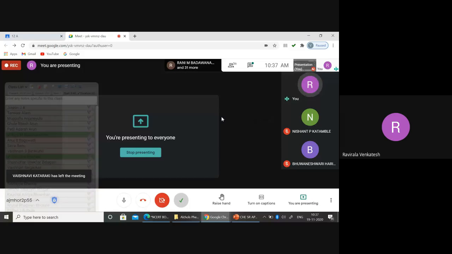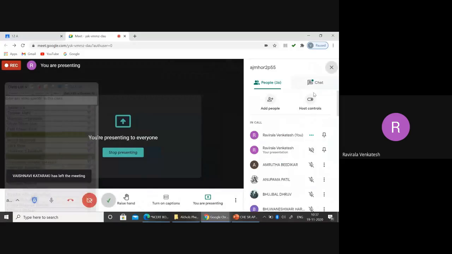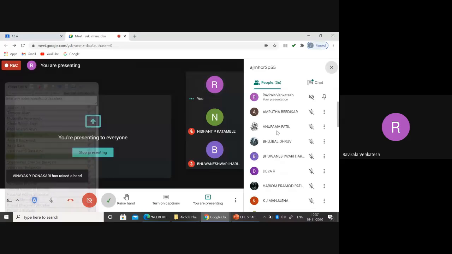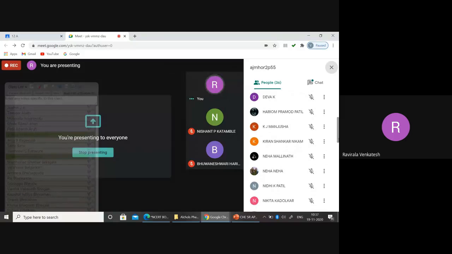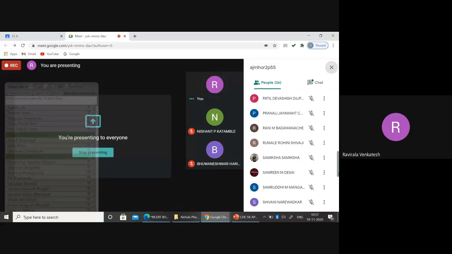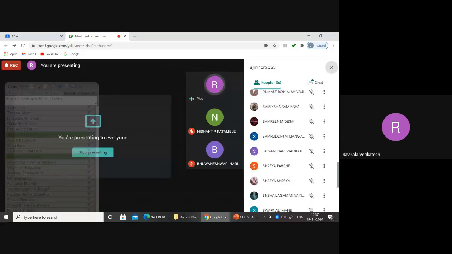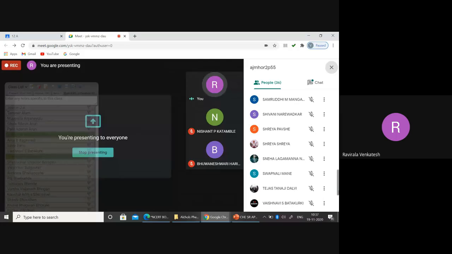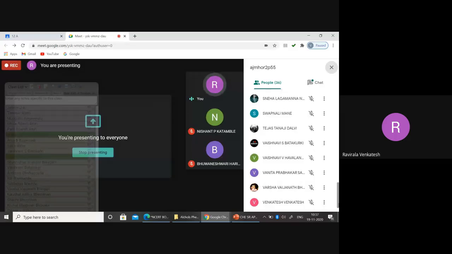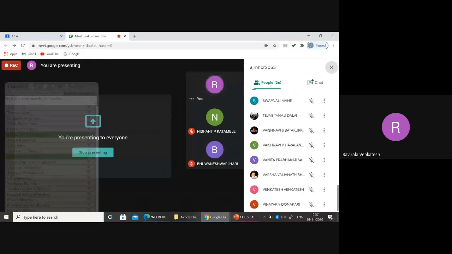How many presents are there? Only 36. Who are absent? Let me see now. This means including me, 34 only present. 6 members were absent today. Amruta, Anupama, Dhruv, Bhuvaneshwari, Deva, Hariom, Manjusha, Kiran, Neha M, Neha S, Nidhi, Nikita K, Nishant, Parth, Patiladarsh, Devashish, Pranali, Rani, Rohini, Samiksha, Samrin, Samruddhi, Shivani, Shreya, Sneha, Swapnali, Tejas, Vaishnavi SP, Vaishnavi VH, Vanita Prabhakar, Varsha, Venkatesh, Vinayak.